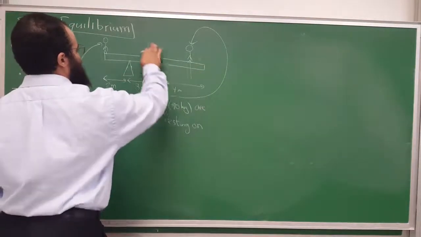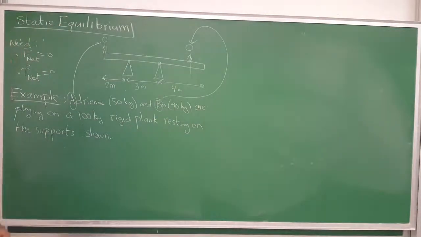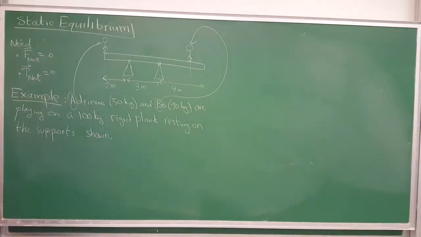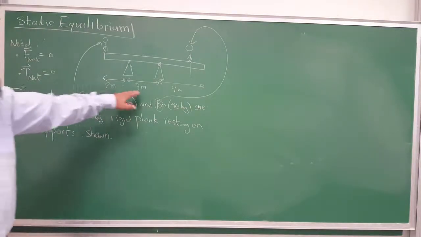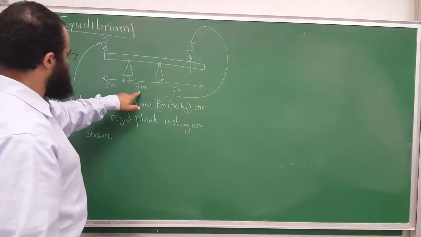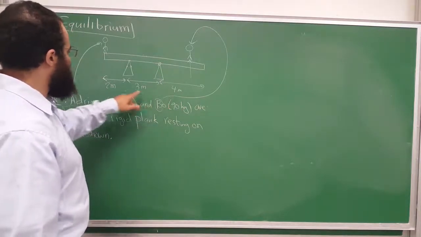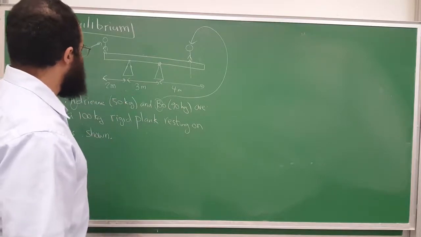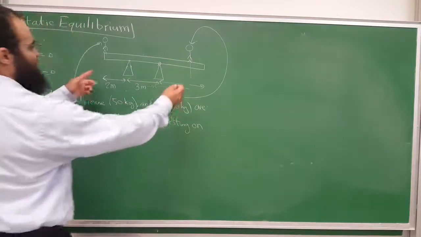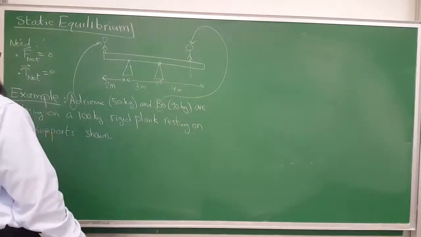But somewhere here, it gets dangerous, and they might tip. Let's try to figure how that works. First of all, they gave us these distances here. So the plank is how many meters long? So this is 2, this is 3, and this is 4. So that's 9 meters. So the halfway will be the center of mass of the plank here, because it's uniformly rigid and it's 100 kilograms.